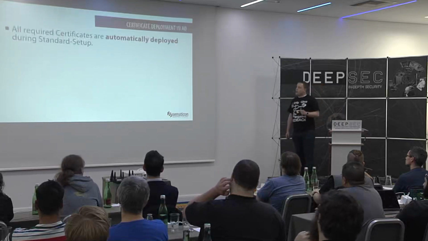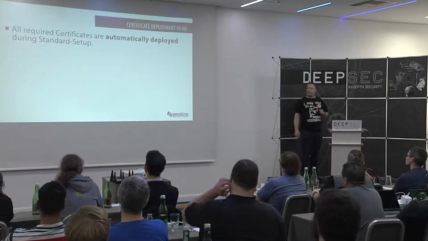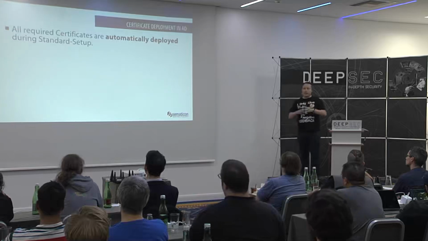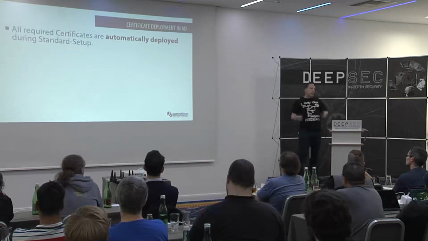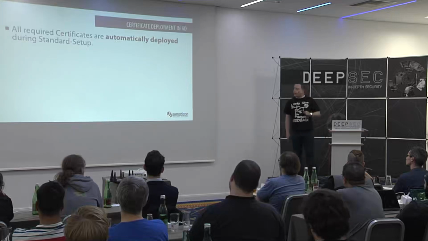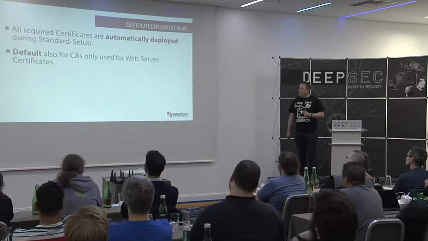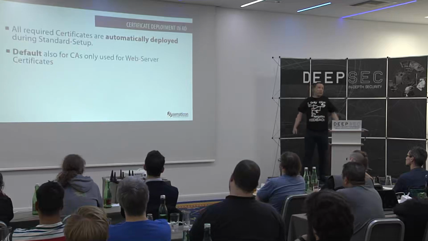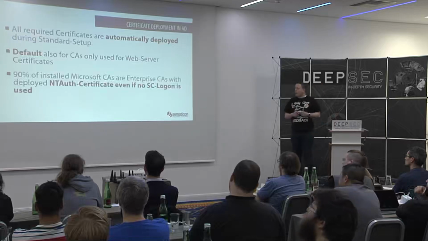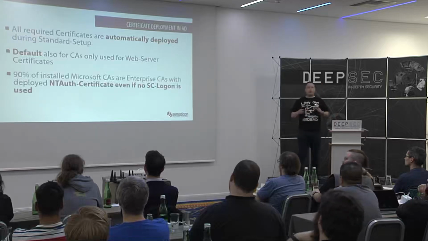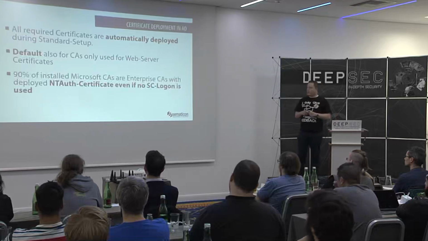That means all required certificates are automatically deployed. This is also interesting because the policy inside the default setup means that we distribute everything necessary to the domain controller and the clients. You just have to install the CA, wait a minimum of a day or so, and then all clients have the prerequisites. This is also the default for a CA I just want to use for a web server, because I have no idea what's going on in the background. And 90% of installed CAs are enterprise CAs. Even if no smart card login is used, the certificate is still in the NT-auth store.